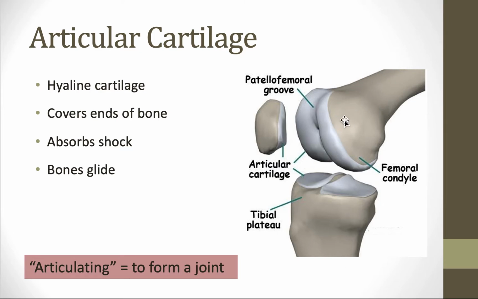So here we can see the end of our femur or our thigh bone, and you have articular cartilage here because this part of your femur is going to articulate or form a joint with the plateau of your tibia or your shin bone and the posterior side of your patella or your kneecap. So your patella is going to slide and glide nice and smoothly in this groove, and then your femur is going to glide nice and smoothly along the tibial plateau thanks to the articular cartilage.